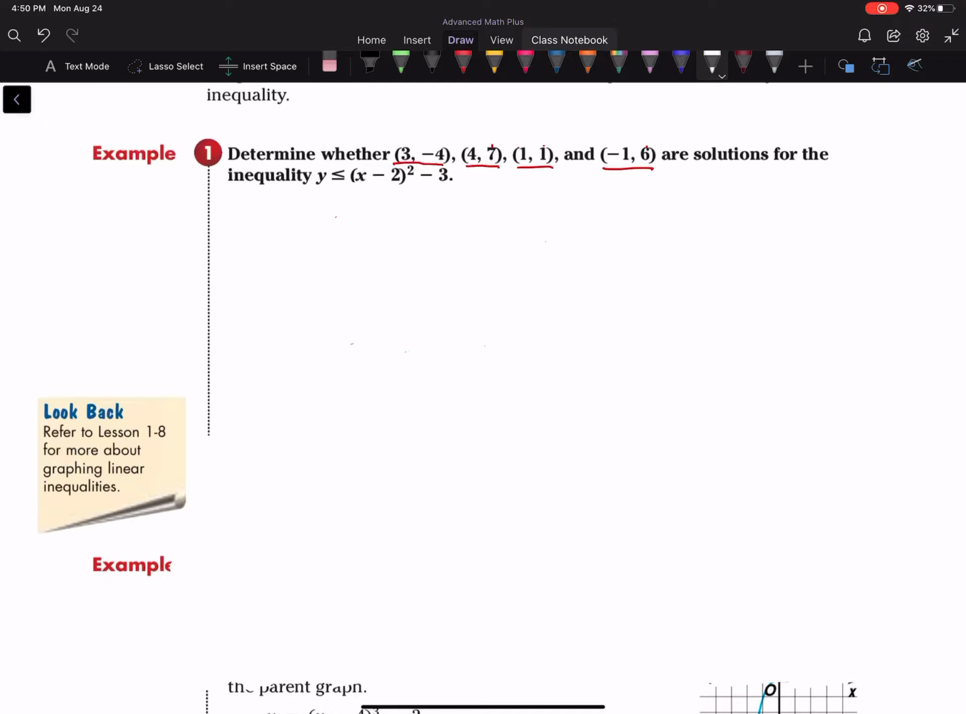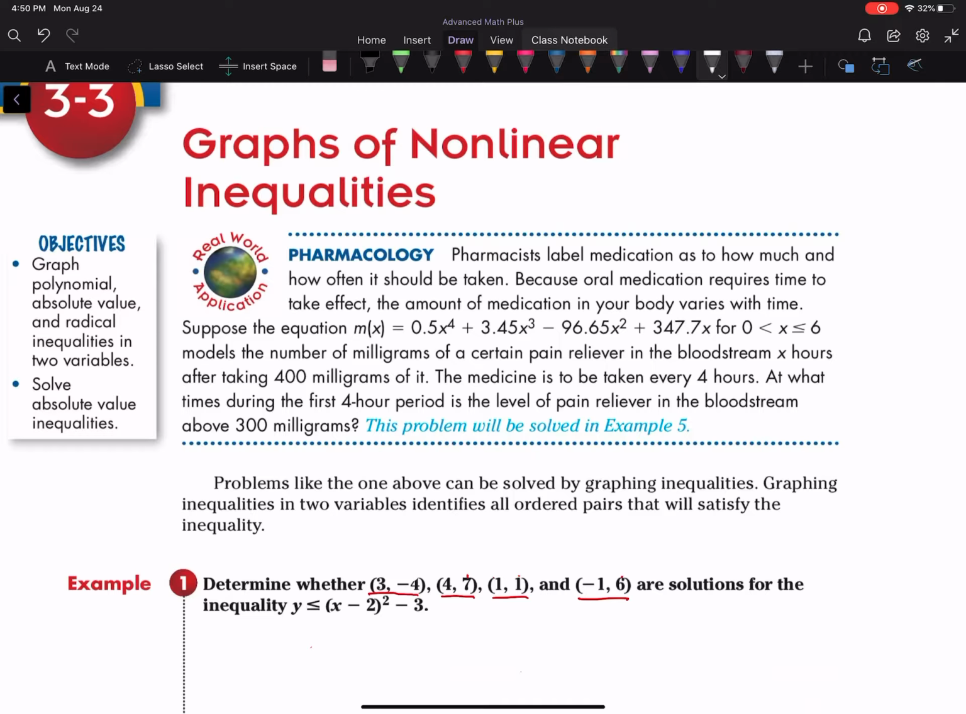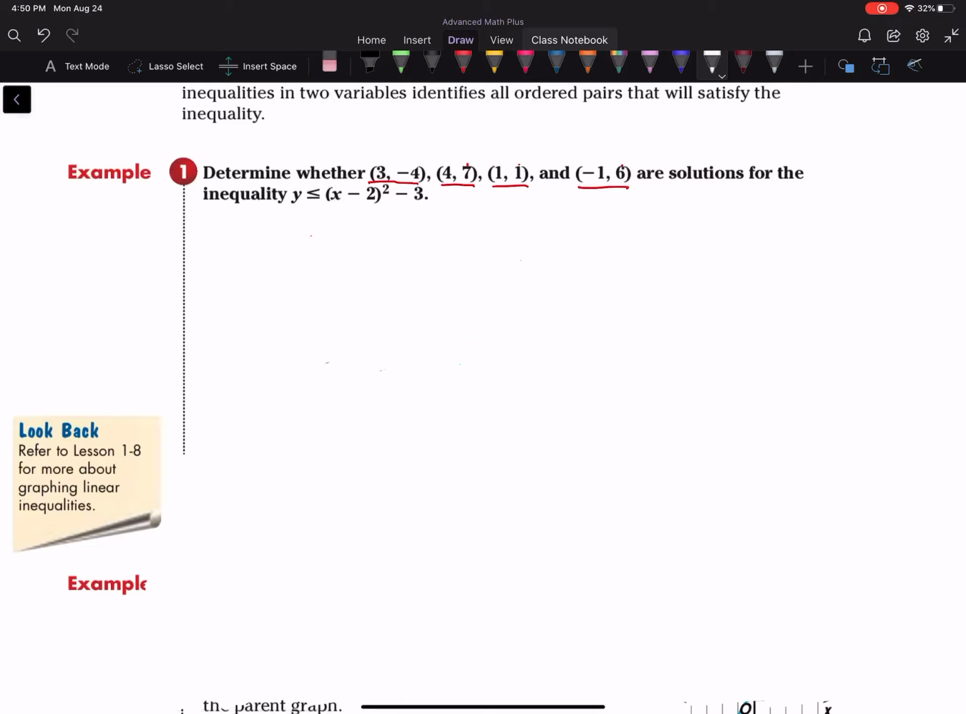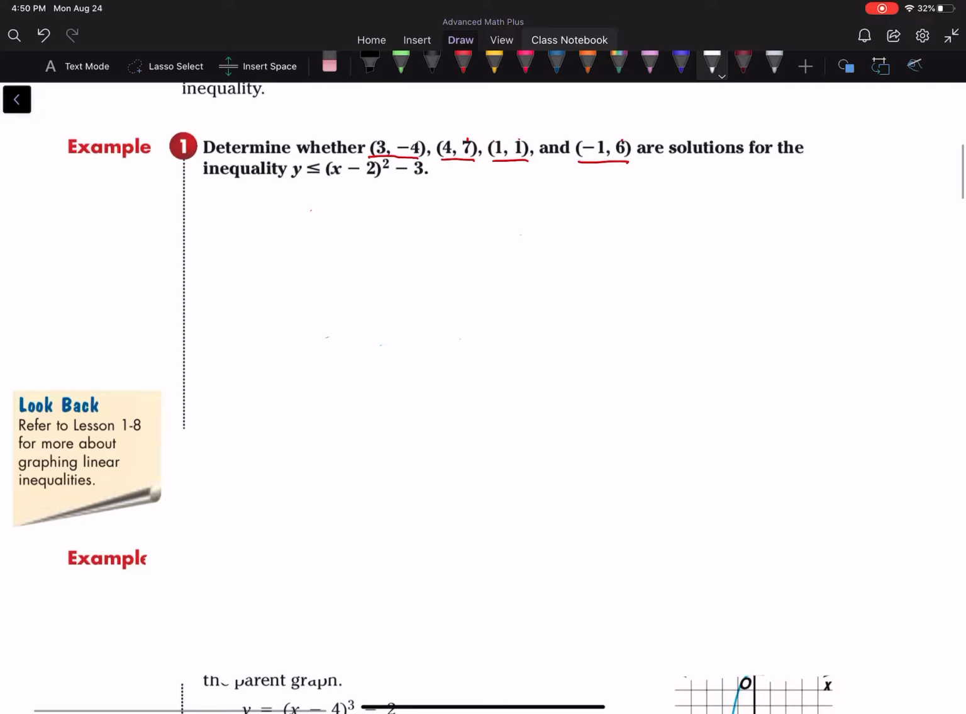I'm Coach Knight, and today's lesson we're going to talk about nonlinear inequalities and their graphs. I got 4 examples here that I use in my Advanced Math Plus class, and hopefully they help you understand how to do these a little more.